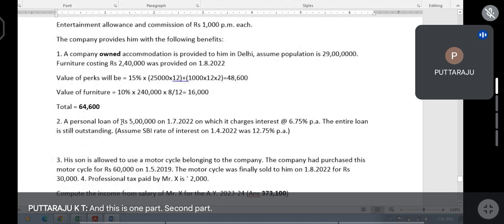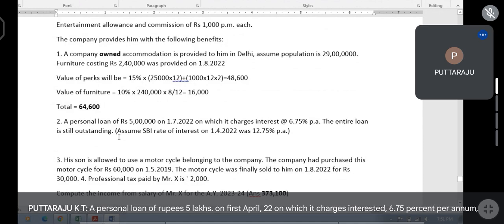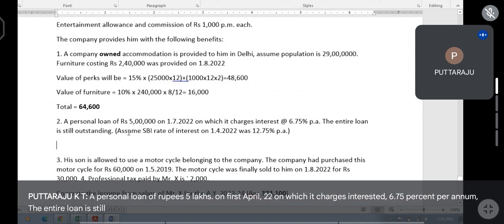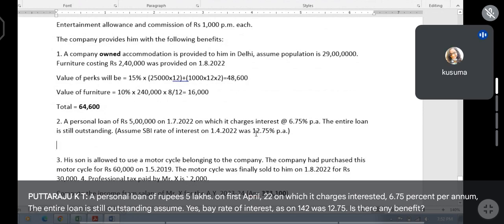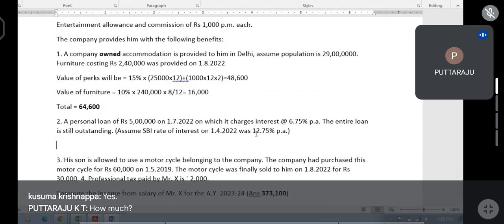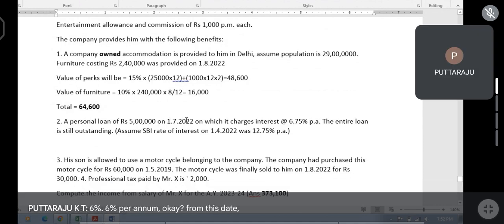A personal loan of rupees 5 lakhs on 1st April 22, on which it charges interest at 6.75% per annum. The entire loan is still outstanding. Assume SBI rate of interest as on 1/4/22 was 12.75. Is there any benefit? Yes, sir. How much? 6% per annum. From this date, you need to calculate.